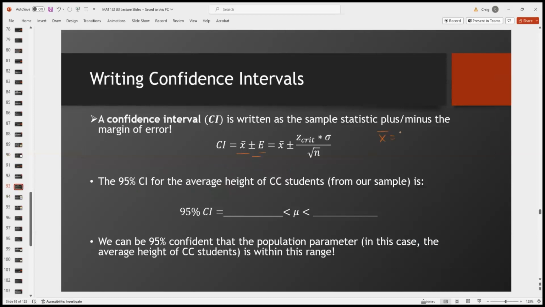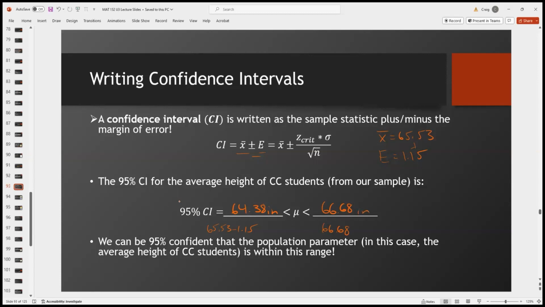X bar, 65.53. Okay, and then we have margin of error. That was 1.15. So to find our lower boundary, we subtract 65.53 minus 1.15. That gives us 64.38, in this case inches. 65.53 plus 1.15, that'll then give us the upper boundary. Whoops, 66.68. If we add the two.